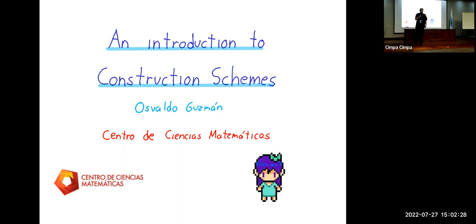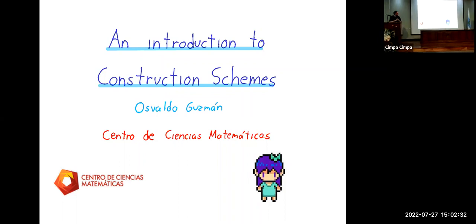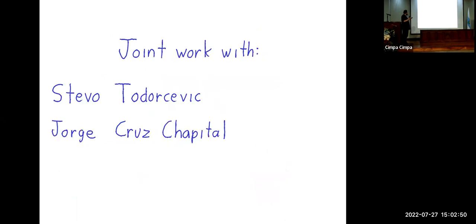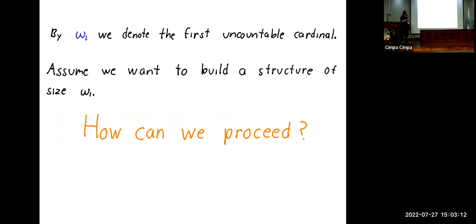Thank you very much. And so I have to thank the organizers for letting me present this mini course. Okay. Yeah, so we will be talking about construction, which we are going to see what's that. It's part of some work I'm doing with Stevo Kovacevic and a student, Jorge Cruz Chapita, who is my student and also my colleague. Okay. So, by omega 1, we denote the first uncountable cardinal. And the idea is this.